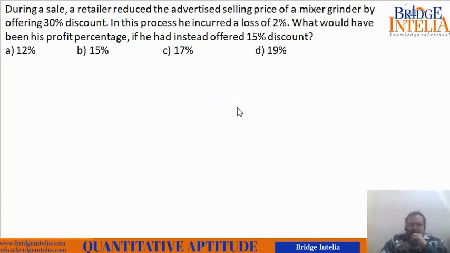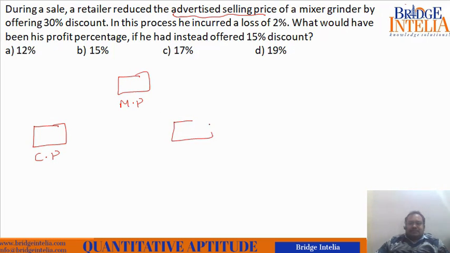Okay, let's see this one. During a sale, a retailer reduced the advertised selling price, that means the marked price, of a mixer grinder by offering 30% discount. So cost price, marked price, and the actual selling price.